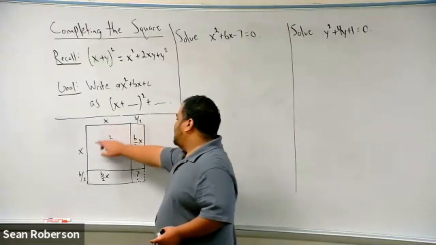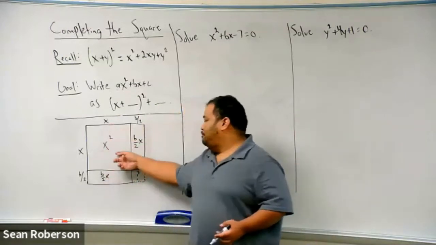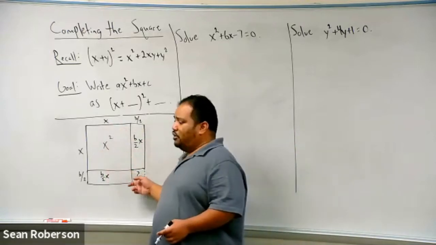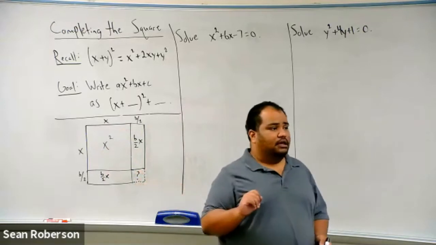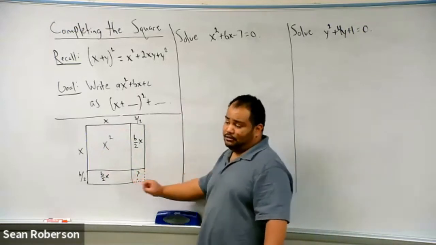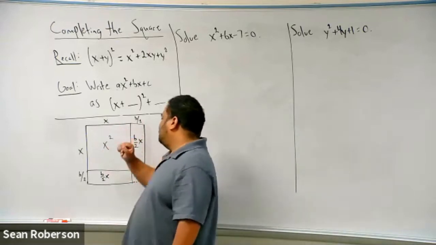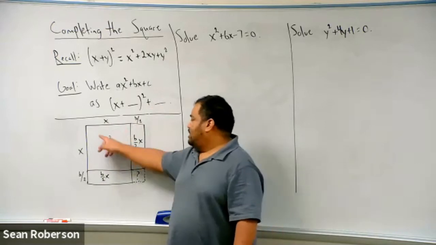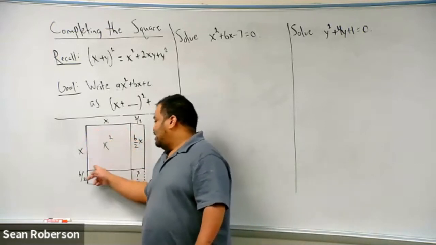You'll notice here that I have 4 shapes: a big square, 2 congruent rectangles, and a small square that I have a question mark in. The idea is I want to complete the square by filling in this missing piece. And that is done by thinking about the following. This square has area x squared. It has side lengths x by x.